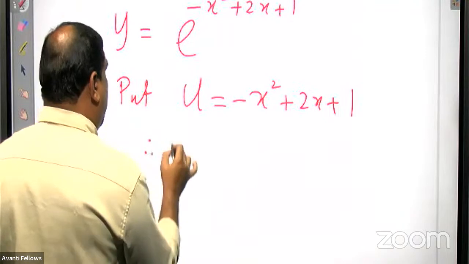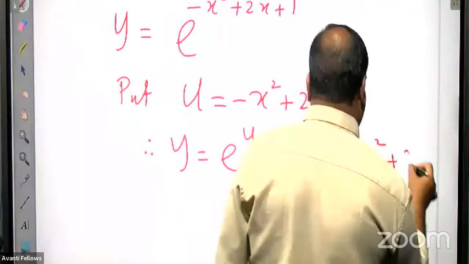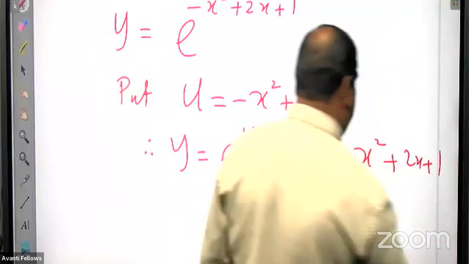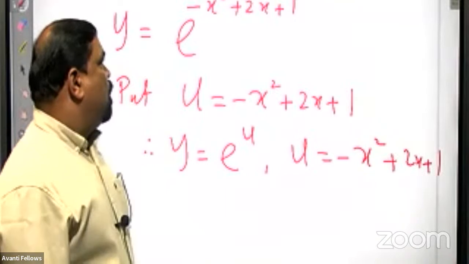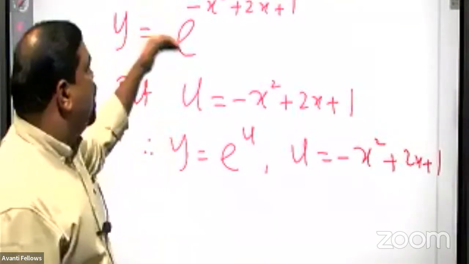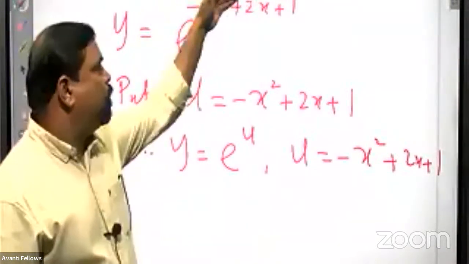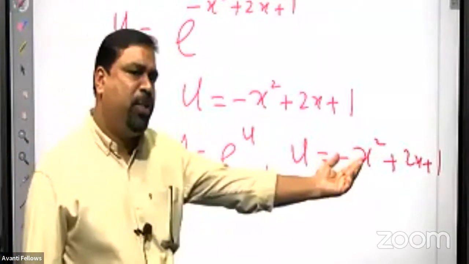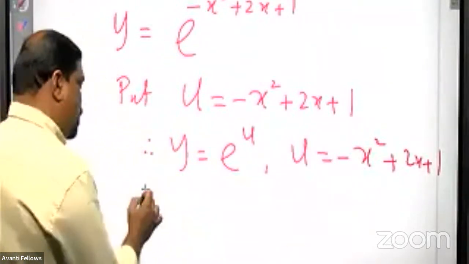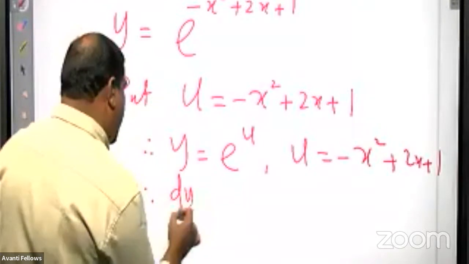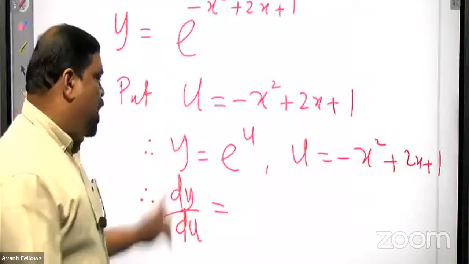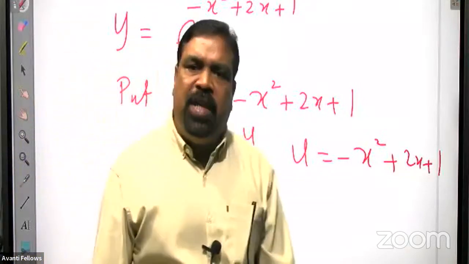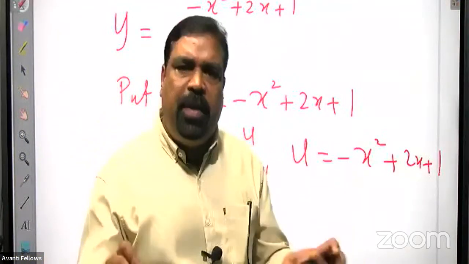Therefore, our y becomes e raised to minus x square plus 2x plus 1. Our given function y is equal to e raised to u. And what is u? u is minus x square plus 2x plus 1. Then as earlier, let us find dy by du. y is a function in u, so we have to find dy by du.